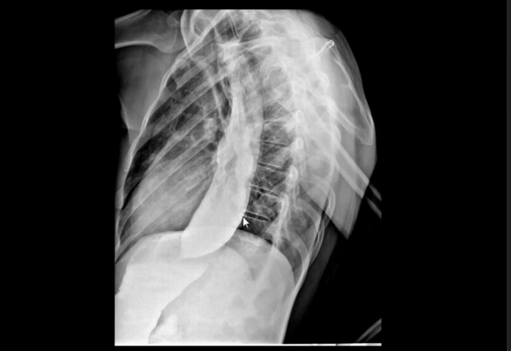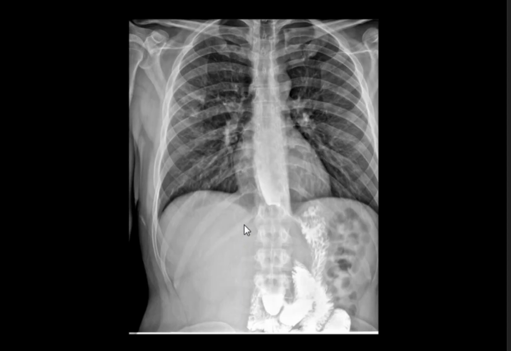Whenever you see a barium swallow with a dilated esophagus, what do you look for? You look for the end of the dilatation. Where does it end? The gastroesophageal junction. So it ends at the gastroesophageal junction. So the entire esophagus is dilated to the level of the gastroesophageal junction.